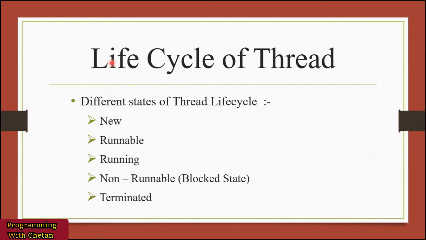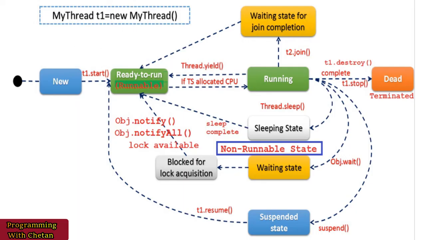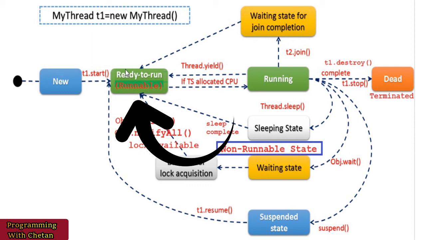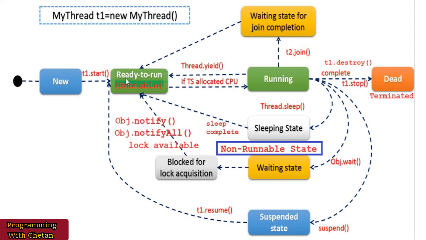Now let us discuss our next state, that is the runnable state. After creating an instance of our thread class, when we call our start method, it moves from the new state to the runnable state, which means that now the thread is ready to run and it can be picked up by the thread scheduler. The thread scheduler is a part of the Java Virtual Machine and it decides which thread should be executed first based on preemptive scheduling or time slicing scheduling.